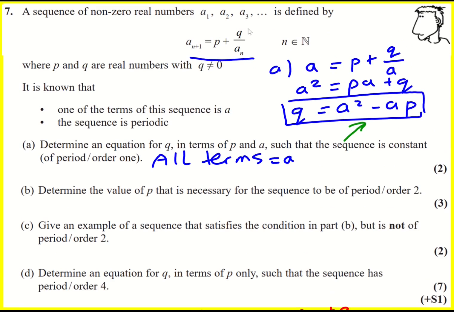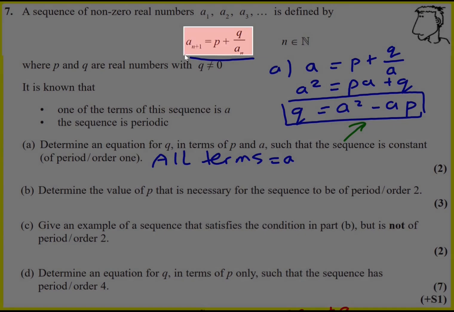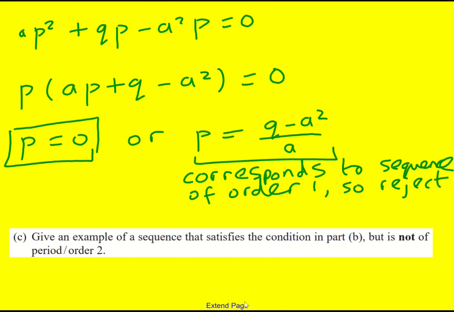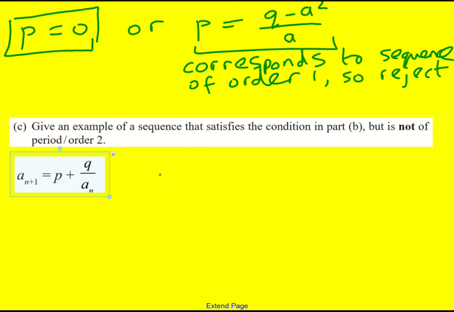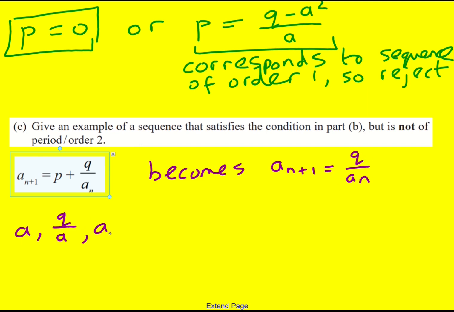Okay, let's just remind ourselves, this is our recurrence relation, and it's going to become a_(n+1) equals q over a_n. So let's say my first term is a, then I would put that in and I'd get q over a. I would then put that in and I'd get q over a, which would take me back to a, and so on. So this looks like it's going to be order 2, but what would I need for these two to actually be the same?